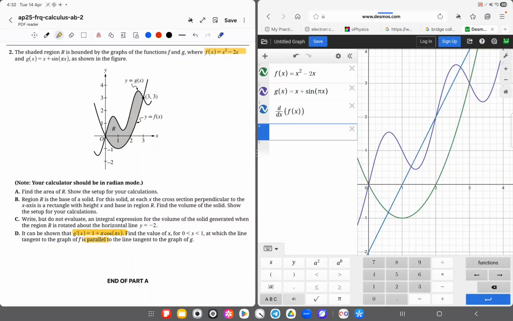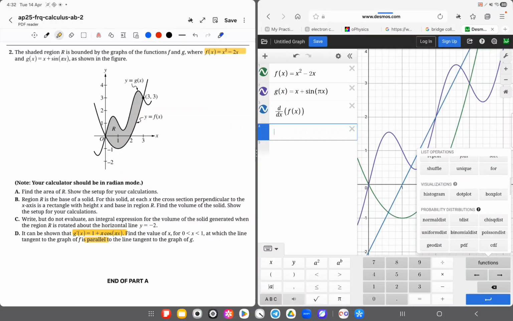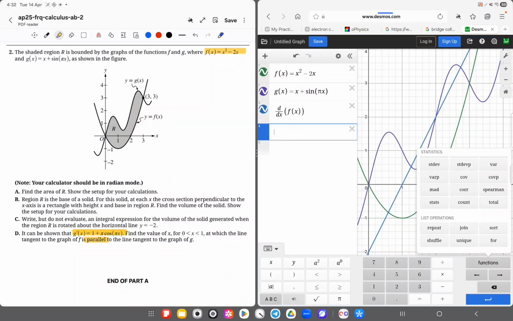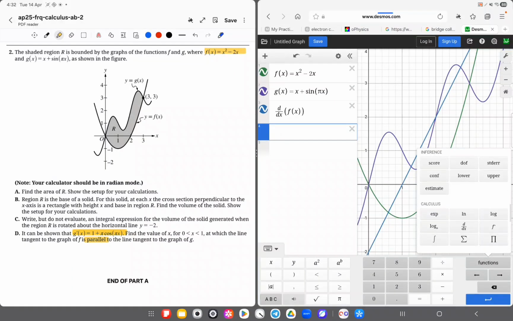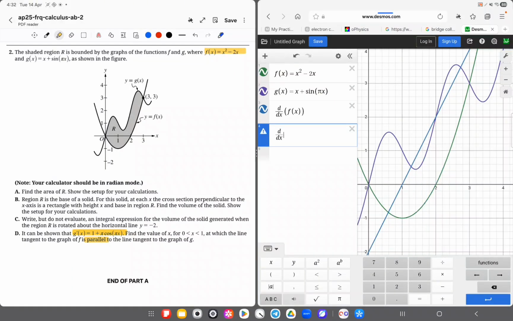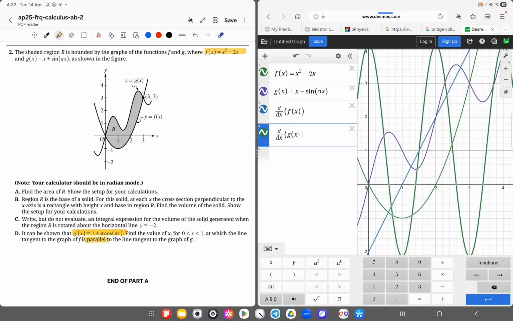And you can also write the prime, it's actually here in the functions. If you go from the keyboard, yeah, it's the quotation one. And also write d over dx of g of x. Okay, and now close the bracket. Now you can make this invisible.